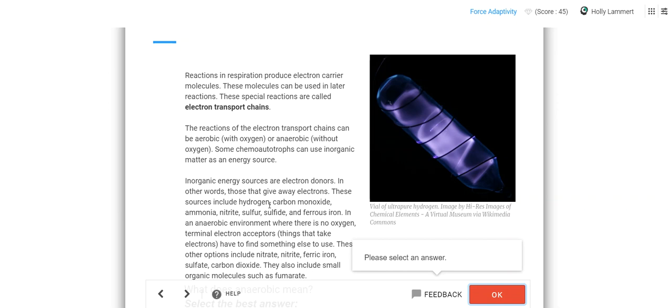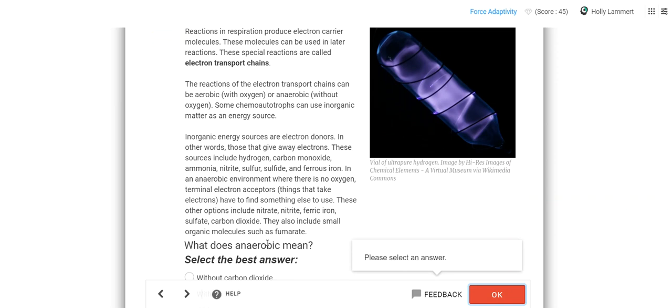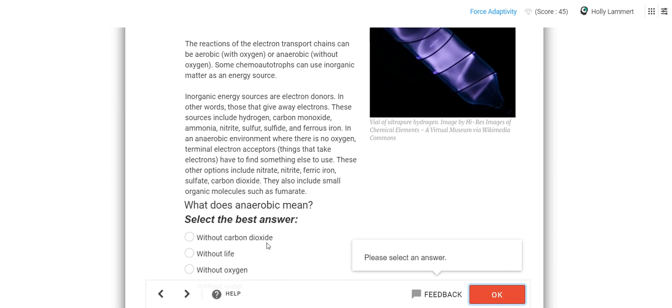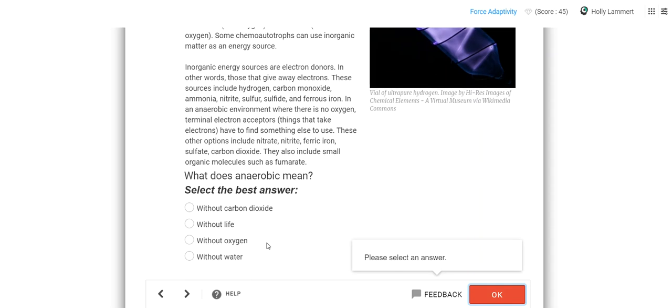In an anaerobic environment where there is no oxygen, terminal electron acceptors, things that take electrons, have to find something else to use. These other options include nitrate, nitrite, ferric iron, sulfate, carbon dioxide. They also include small organic molecules such as fumarate. What does anaerobic mean? Remember, a means without, aerobic with oxygen, anaerobic without oxygen.